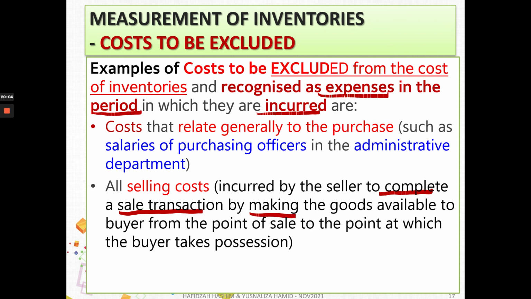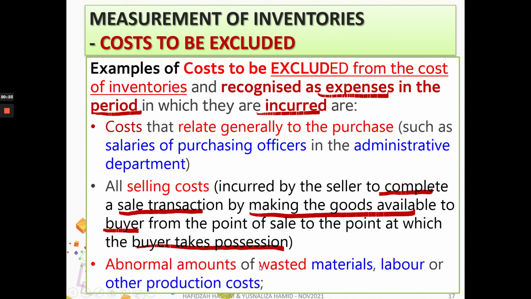So these are necessary to make the goods available to the buyer from the point of sale to the point at which the buyer takes possession. So we are not looking at the point of view of the buyer, we are looking at the point of view of the reporting entity. Abnormal amounts of wasted material also shouldn't be included. So if there are any abnormal amounts of wasted material, labor, or other production costs, that shall be recognized as an expense.